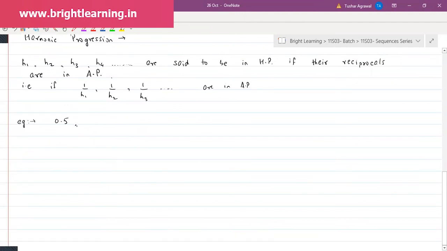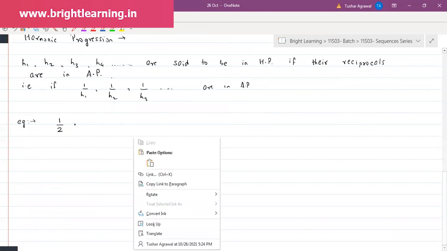1 upon 2, 2 upon 5, 1 upon 3, 2 upon 7, 1 upon 4, 2 upon 9, and so on. This sequence is in HP. How to check?